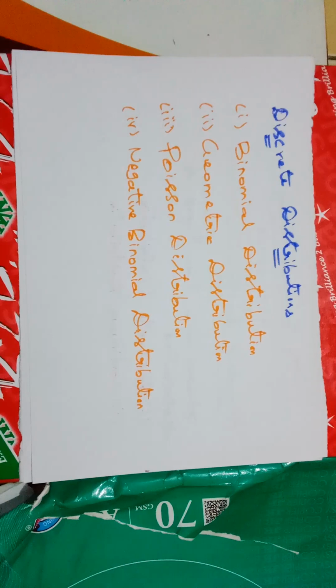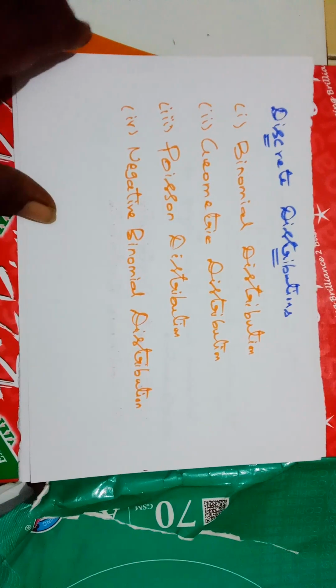Now, some of the distributions that come under discrete: binomial distribution, geometric distribution, Poisson distribution, negative binomial distribution. So these are the four that come under discrete distributions. Okay.